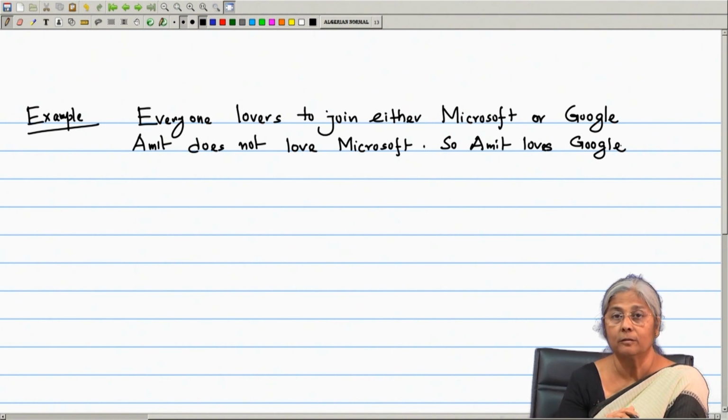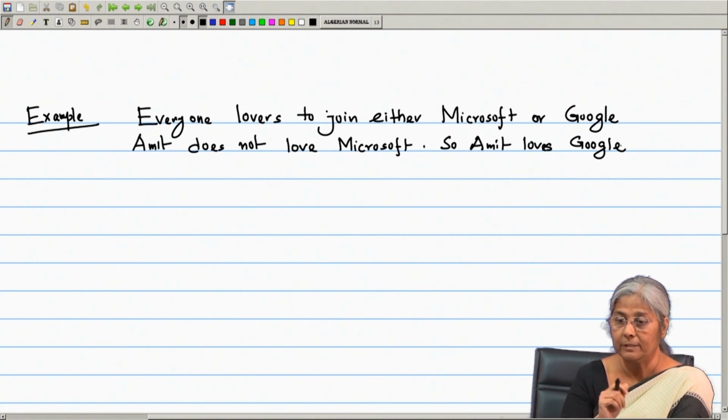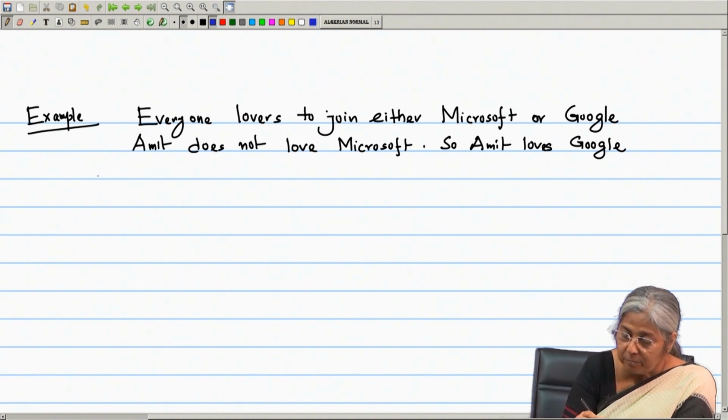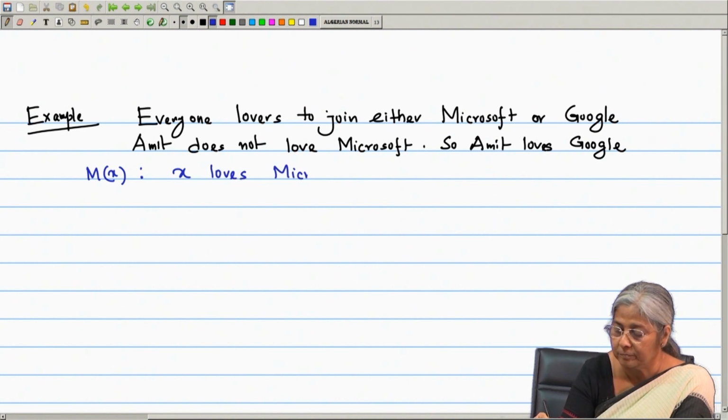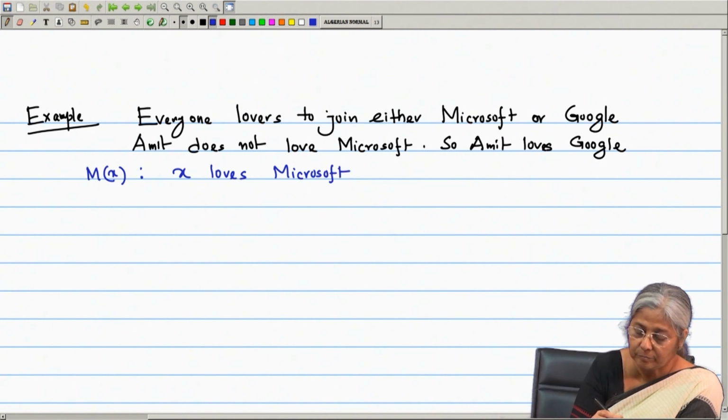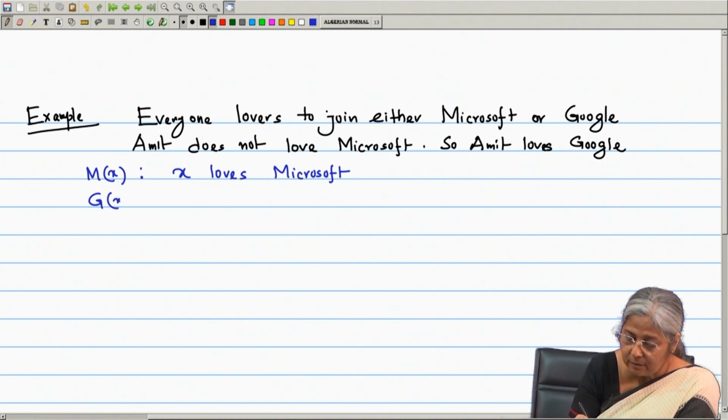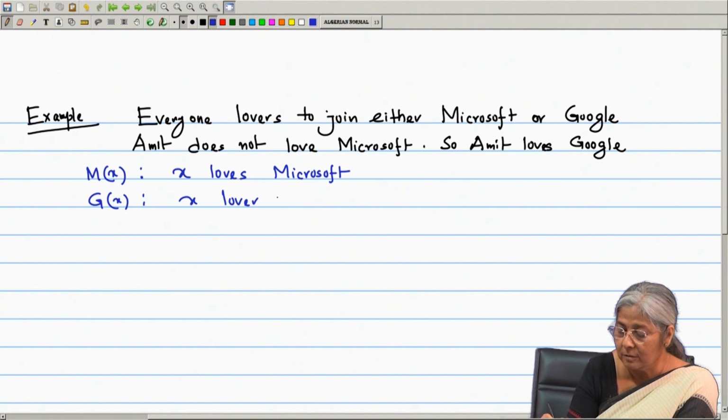Now, we see from predicate logic how we can use the laws of inference for this quantified statement. First we assume some propositions. The proposition Mx is: x loves Microsoft. And Gx is: x loves Google.